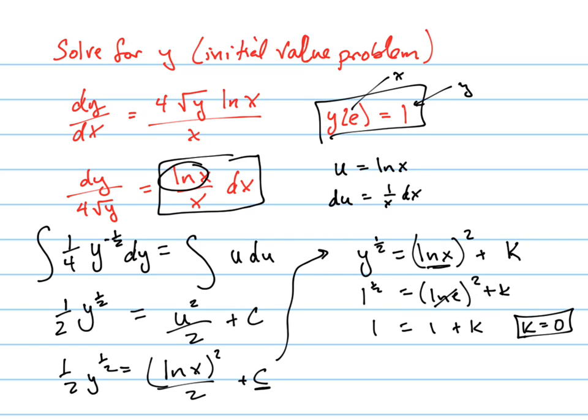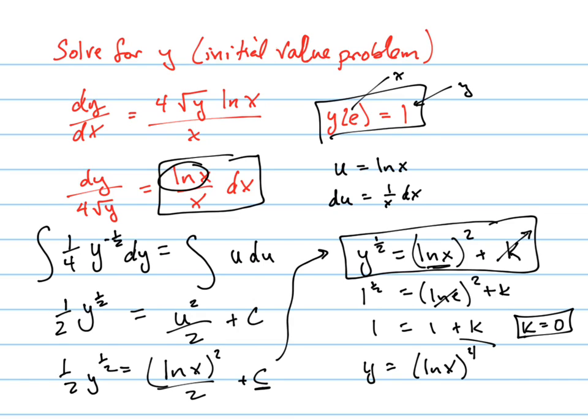So k is equal to 0, which means all I have to do is take this original equation right here, plug 0 in, so that's just gone, and then solve it for y. So how do I solve it for y? Square both sides. So I get y equals (ln x) to the 4th power. And there's your answer.